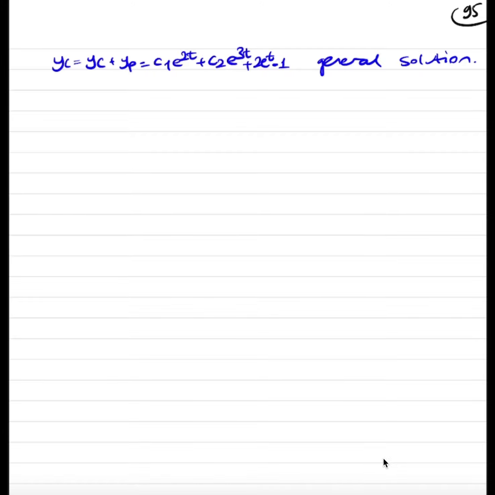Okay, but we are not done yet because we need to substitute t back. So substitute t is equal to ln x back, or so if and only if x is equal to e to the power t.